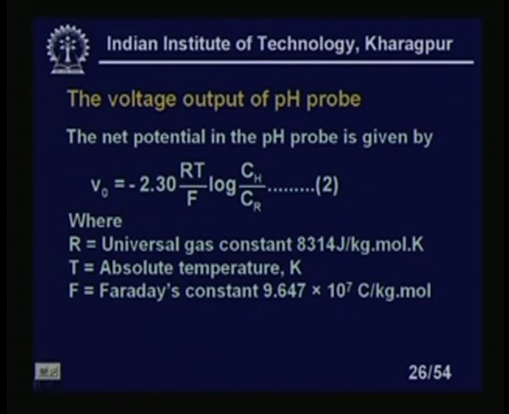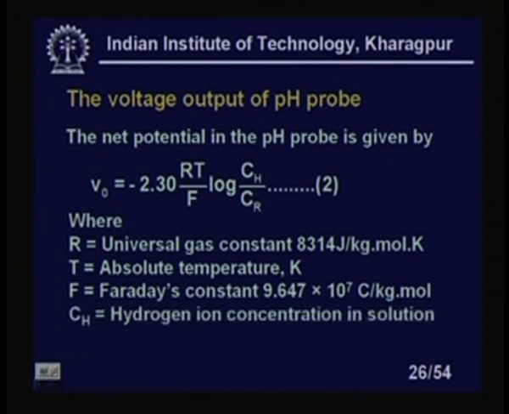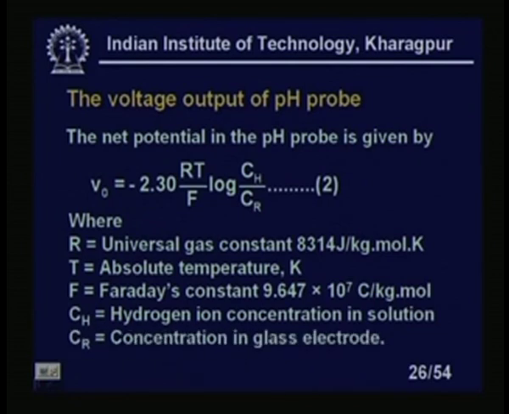F is the Faraday's constant, it is 9.647 into 10 to the 7 coulomb per kg mole, and CH is the hydrogen ion concentration in solution, and CR is the concentration in glass electrode. So, these 2 units will be cancelled out, and that is the reason it is not mentioned. So, we will get the voltage output.